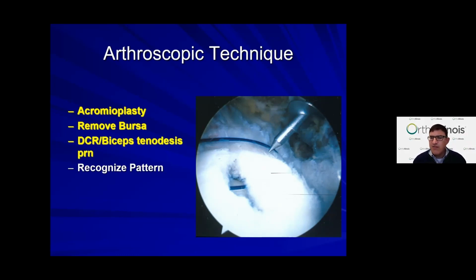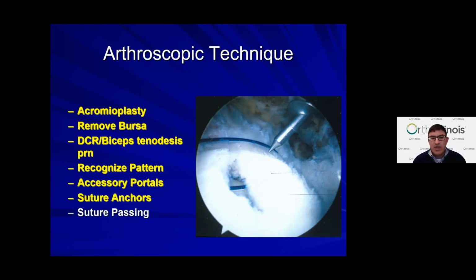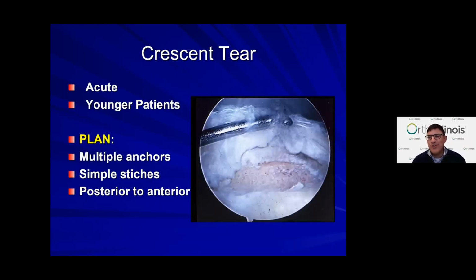Finally, we'll identify what the rotator cuff tear looks like. We'll add any of those accessory portals as we need to. And finally, we'll put the anchors in, pass them, and tie some knots. Sounds like a lot of steps, but once you've done it 1,000 times, it's less complicated than it appears.